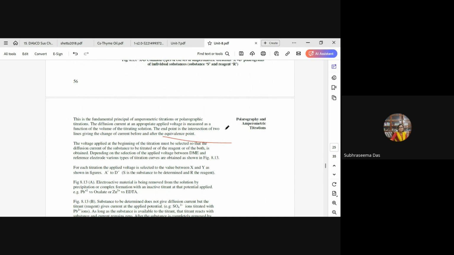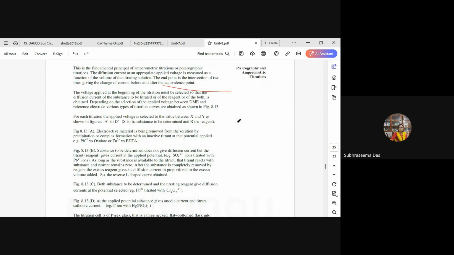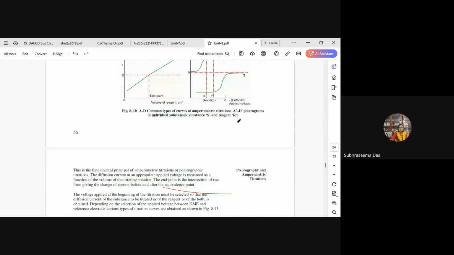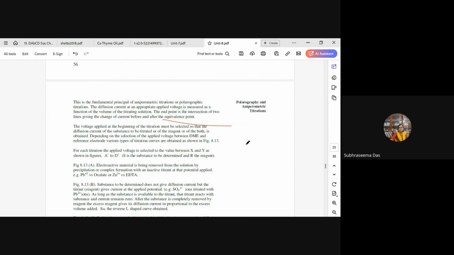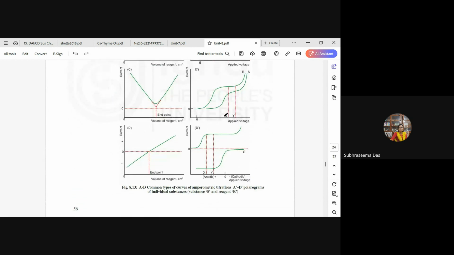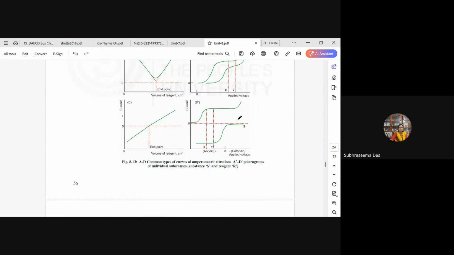The voltage applied at the beginning of the titration must be selected so that the diffusion current of the substance to be titrated or of the reagent is obtained. So depending on the selection of the applied potential, the titration proceeds and different types of titration curves are obtained. For each titration, the applied voltage is selected to a value between x and y, as shown in the figures. This is how they are plotted, and the x and y values have been found out.